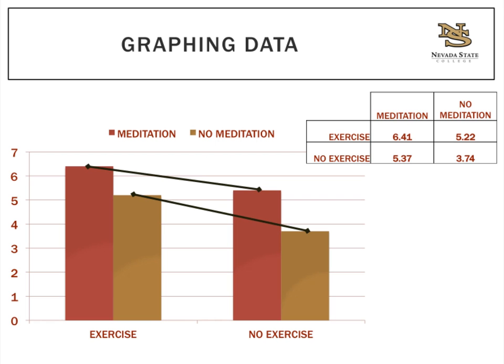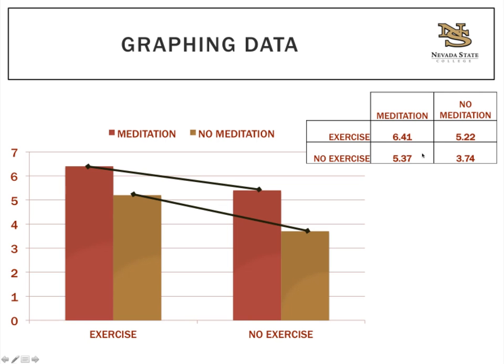All right, so here we see that meditation plus exercise is kicking butt, right? This is a 1 to 7 scale. So 6.41, they're sleeping really, really well. If you meditate or exercise, you're doing all right, pretty good. And if you don't exercise and don't meditate, then you're not doing very well, okay?